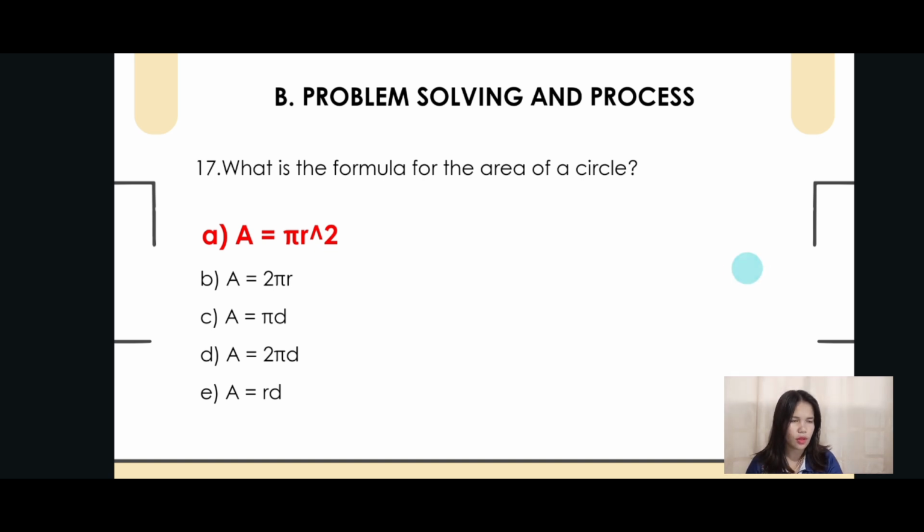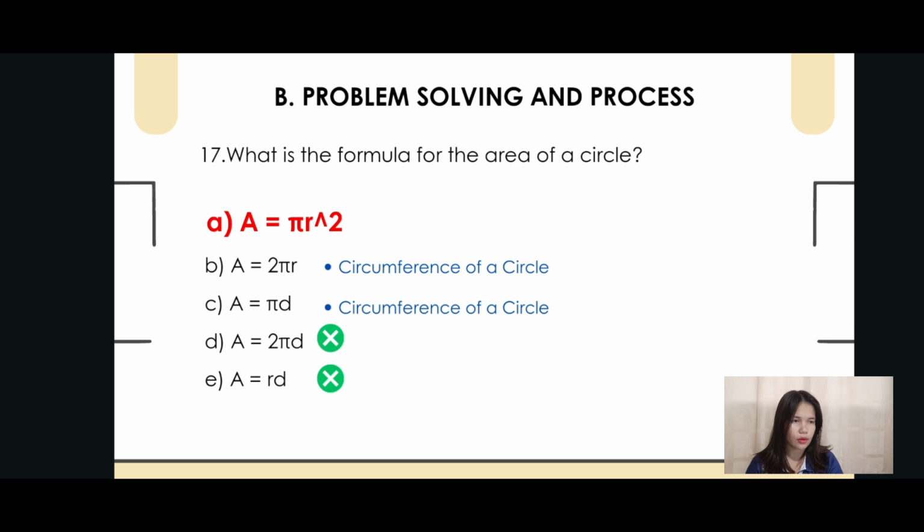Letter B, 2 pi r, represents the formula for finding the circumference of a circle, especially when the radius is given. So it should be C is equal to 2 pi r. That is finding the circumference of a circle using the radius. For letter C, pi d, it is still finding the circumference of a circle, when the diameter is given.